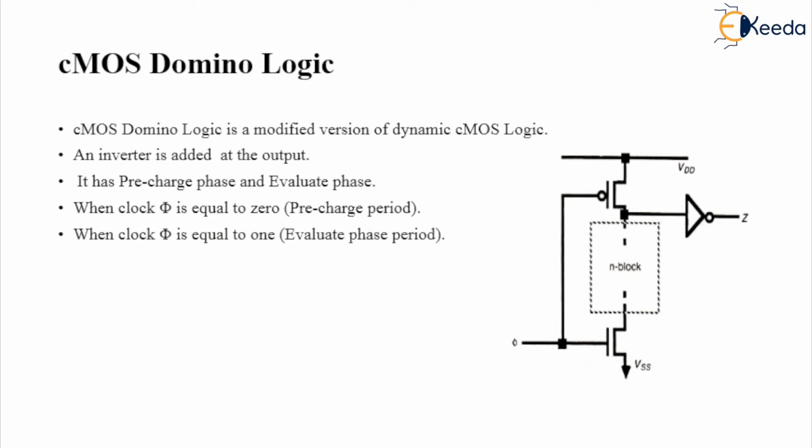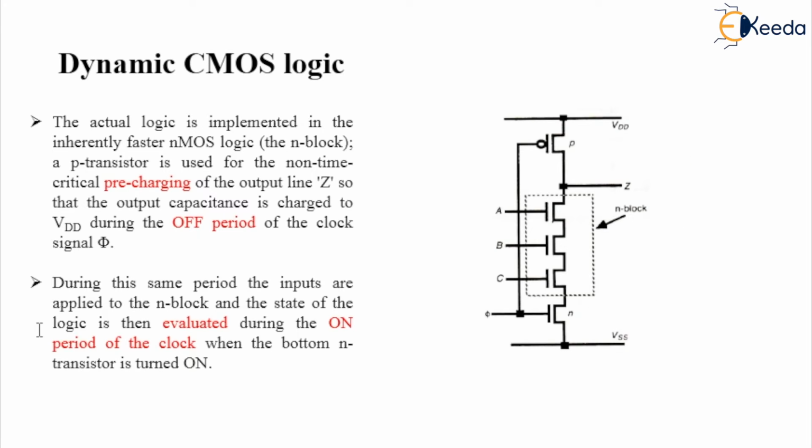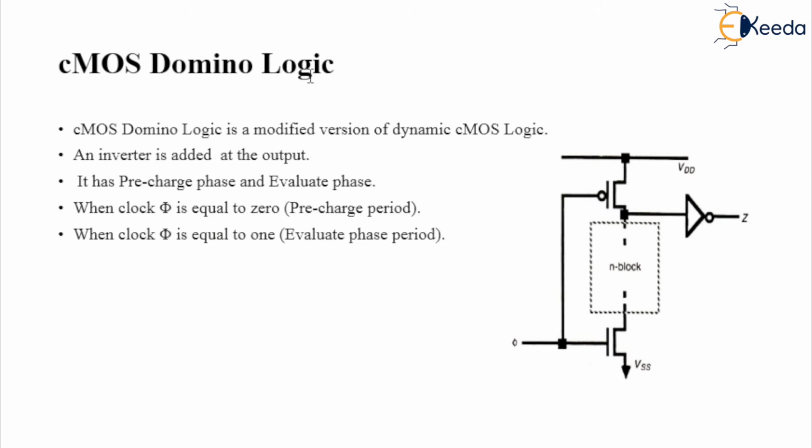Going to the CMOS domino logic. CMOS domino logic is a modified version of this dynamic CMOS logic. Additionally, one inverter is added over here, that's it. So an inverter is added at the output. Similar to our dynamic CMOS logic, it has a pre-charge phase as well as an evaluated phase. When clock pi is equal to 0, it is the pre-charge period. When pi is equal to 1, it is the evaluation period.